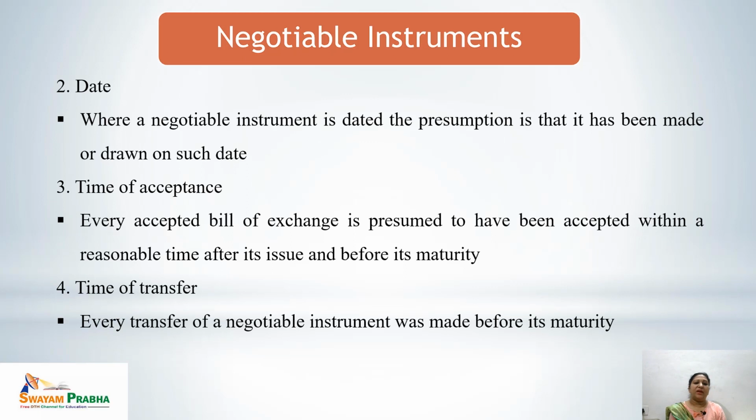Second presumption is regarding the date. It is normally presumed that the date mentioned on the negotiable instrument is the date on which it was drawn. That means the date mentioned in a negotiable instrument is the date on which it was made, it has become valid.